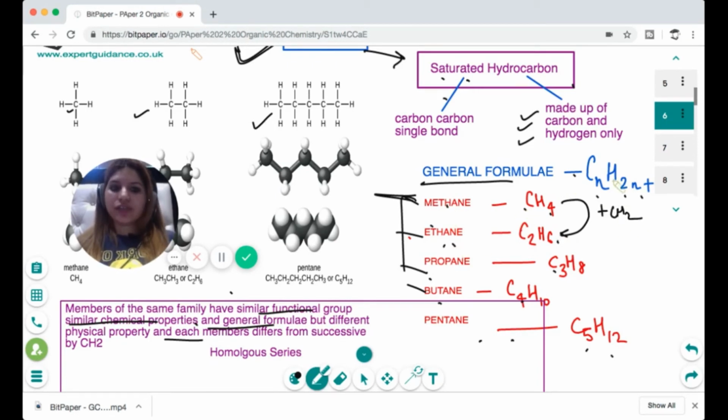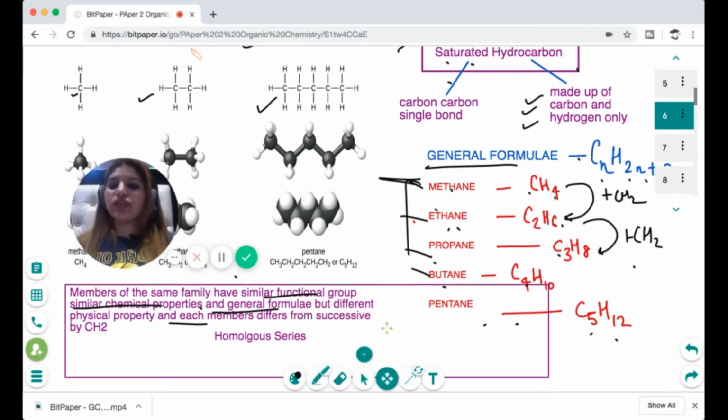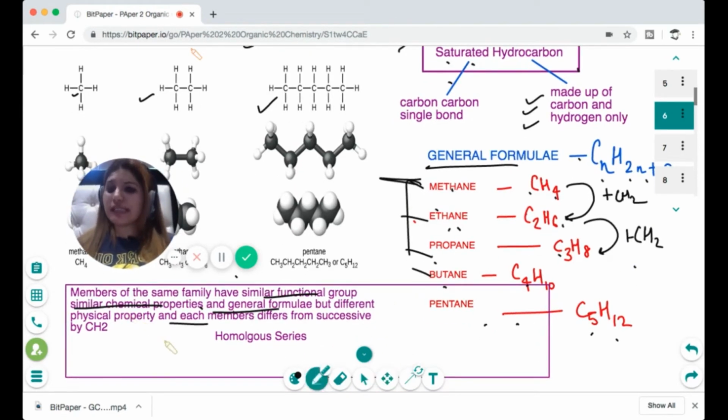So CH4 add 1 carbon 2 hydrogen gives C2H6. C2H6 add 1 carbon 2 hydrogen is C3H8. So this is the definition of homologous series, and it is often asked in the exam. So make sure you remember this. Homologous series are the members of the same family having a similar functional group, similar chemical properties, the same general formula, but different physical properties, and each member differs from the successive one by a CH2 group.